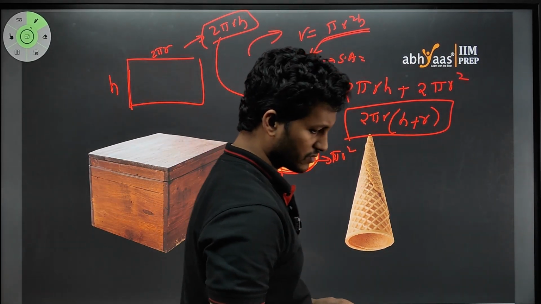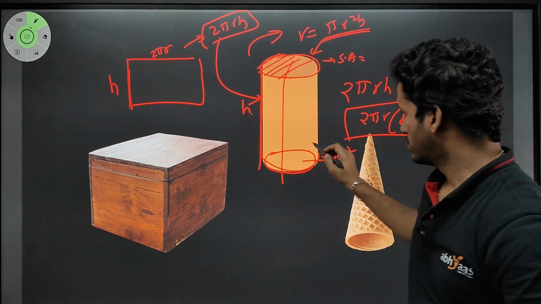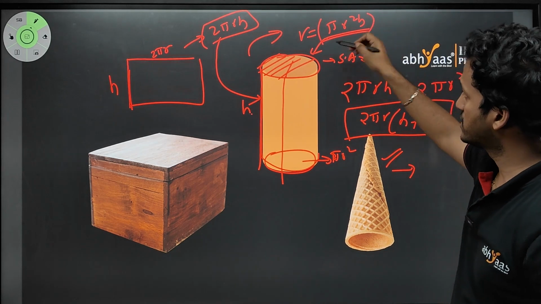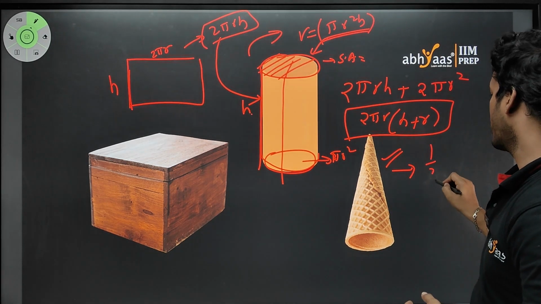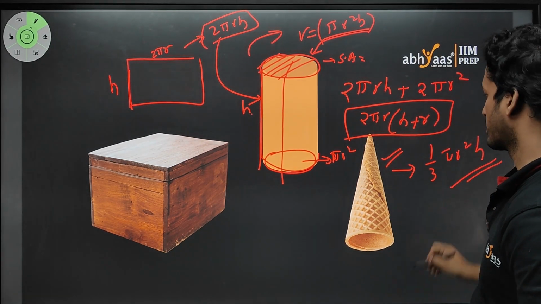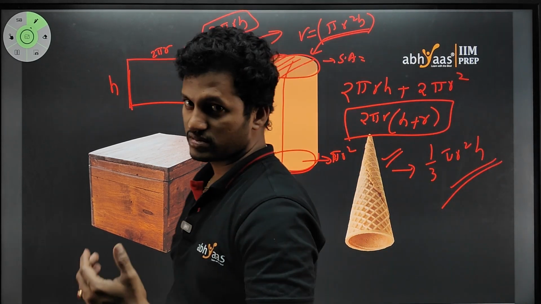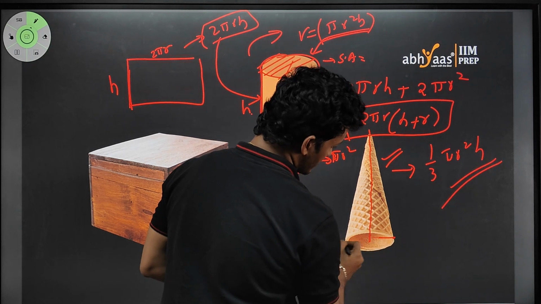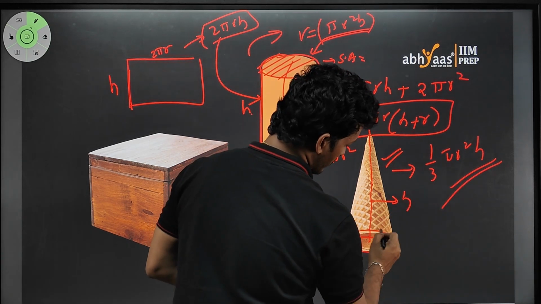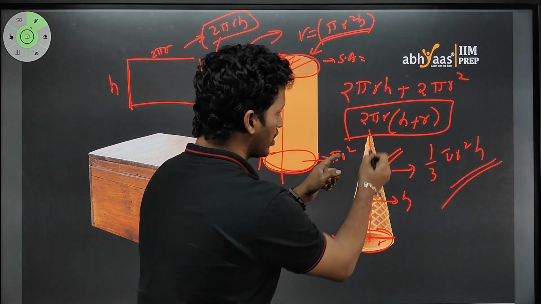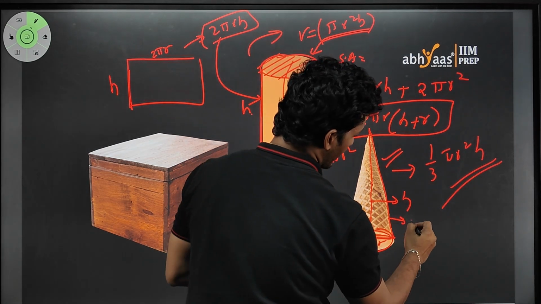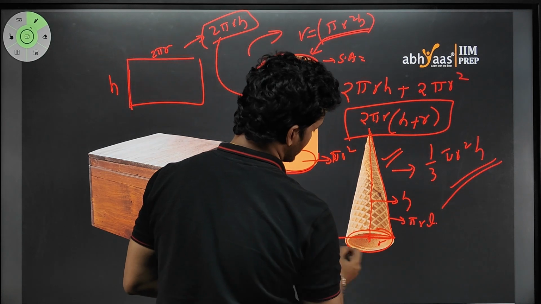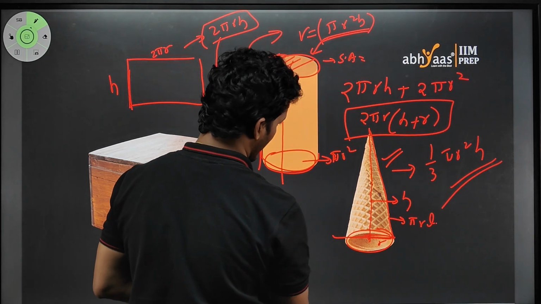In the same way, when you go and find with a cone, remember the cone's volume is 1/3 part of the volume of the cylinder, so it would be 1/3 pi r square h. Okay, and the lateral surface area or curved surface area of a cone, if this is of height h and this is of radius r, so what would be the slant height? It would be pi r l.